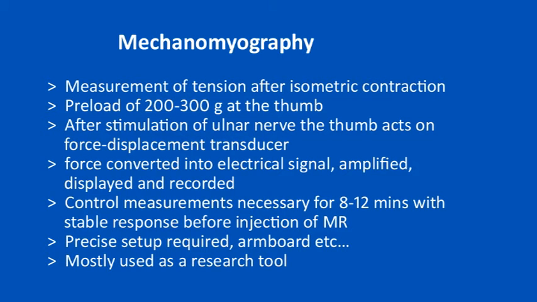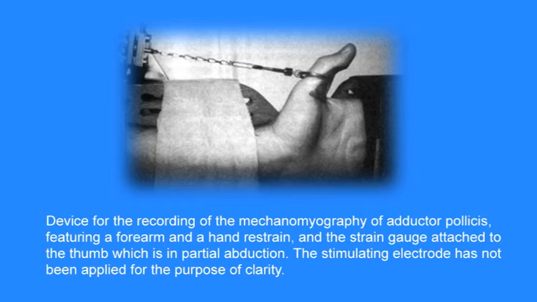It requires control measurements, which are recorded for 8 to 12 minutes with stable response before injection of muscle relaxant. It requires a precise setup, arm boards, etc., and it is mostly used as a research tool. This figure shows the complex setup of the mechanomyographic method of recording for neuromuscular monitoring.